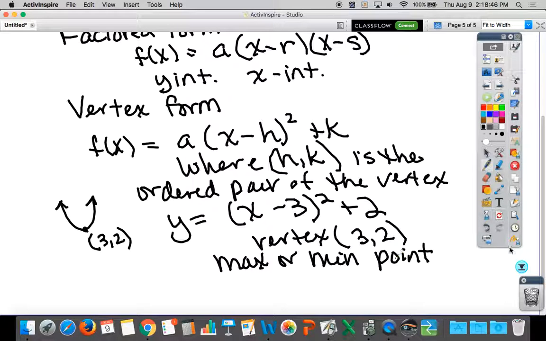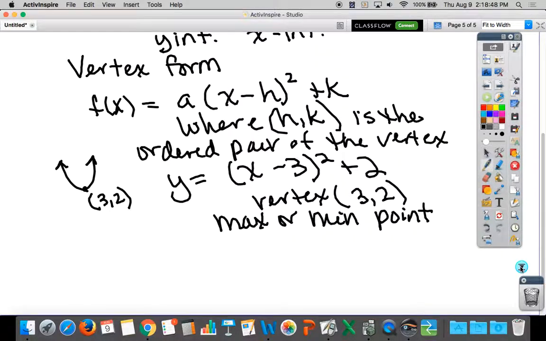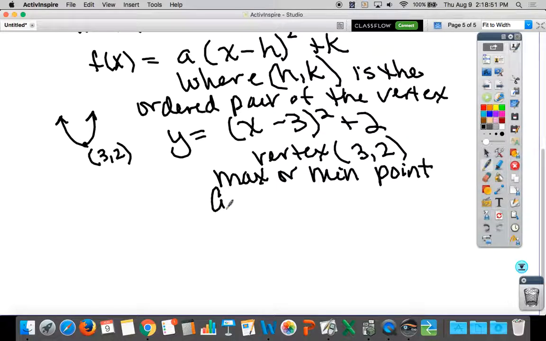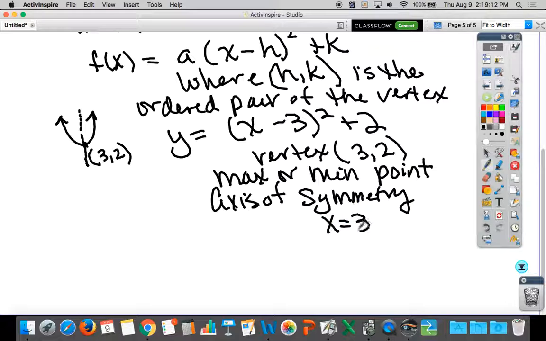Now, what is the axis of symmetry? So we're identifying the 3 of the vertex, right? How do I write, if I'm going like this and I'm dividing this in half perfectly, how would I write that equation of that line? X equals 3.